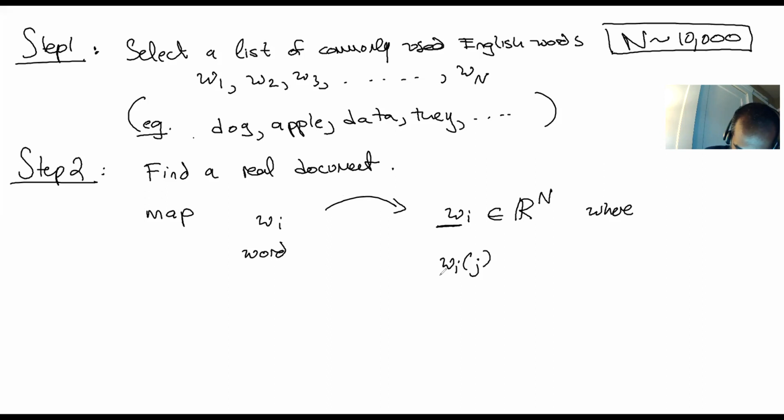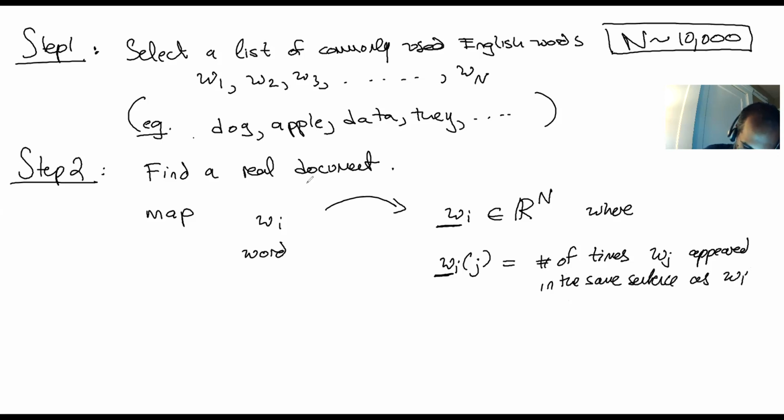And the jth entry for the ith word is going to be the number of times wj appeared in the same sentence as wi in this document.